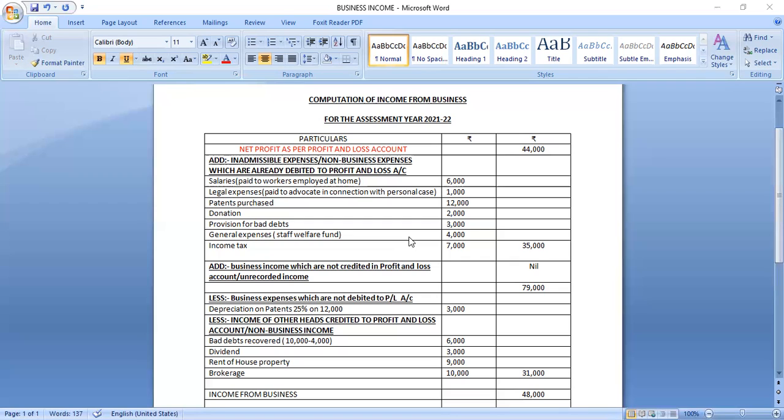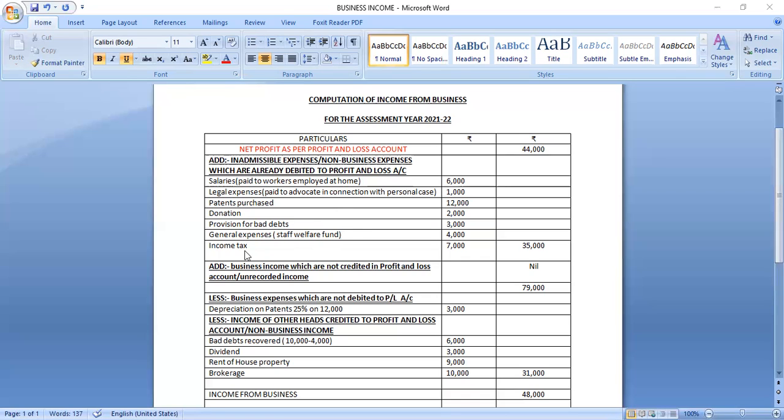Now, legal expenses and sales tax. Sales tax is a business expense. We are not including it here. For the legal expenses, you see the other information. Legal expenses include 1,000 rupees paid to an advocate in connection with a personal case. So we are writing here legal expenses paid to an advocate in connection with a personal case. This is a personal expense. It is related to the person, so you cannot club it with the business expenses. So that is a non-business expense.